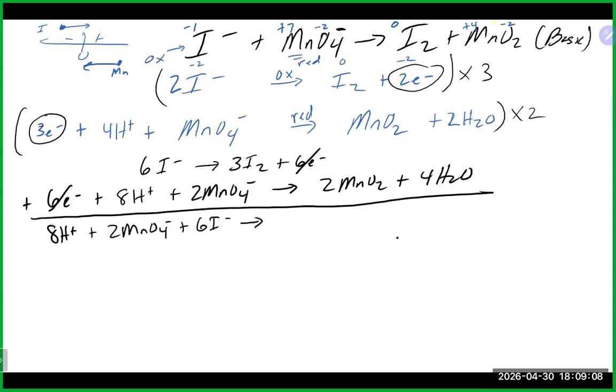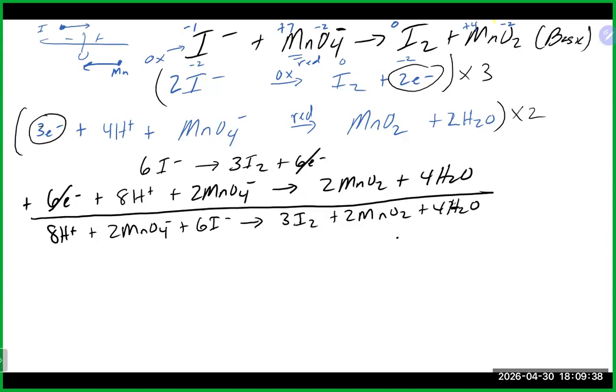So everything on the left-hand side of the arrows stay there. Everybody on the right-hand side of the arrows stay there as well. So 3 I2s plus 2 MnO2s and 4 waters. There we go. And once again, we should be balanced here in acidic conditions, as we can see the H plus there. 8 hydrogens on each side, 2 Mns. We got 8 oxygens on the left. We have 4 and 4 on the right, which is 8. 6 iodines on the left, 6 on the right.